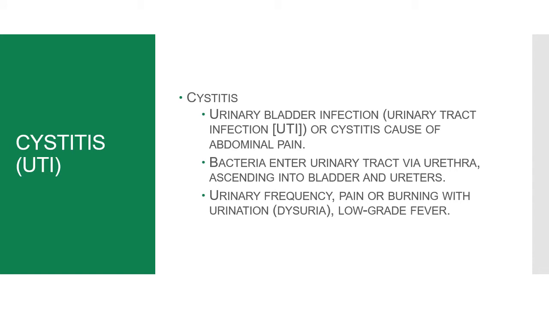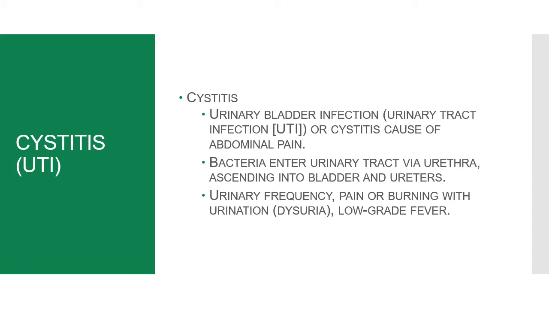Cystitis is a urinary tract infection, so it's inflammation of the urinary bladder, and it's a primary cause of abdominal pain, especially in sexually active women. The bacteria can enter the urinary tract through the urethra, which is very short, and then ascend into the bladder, the ureters, and even up into the kidneys.